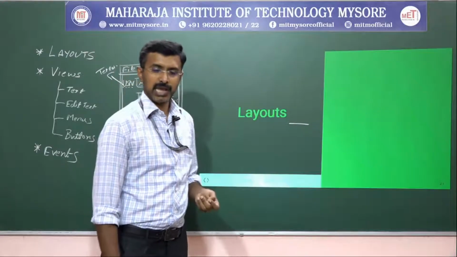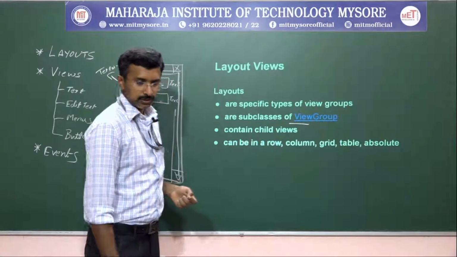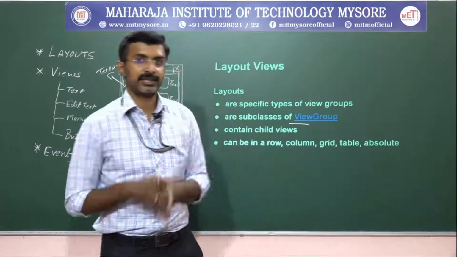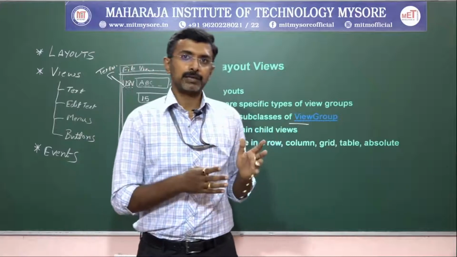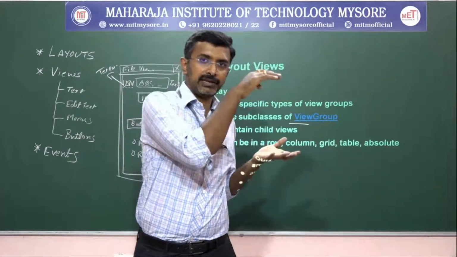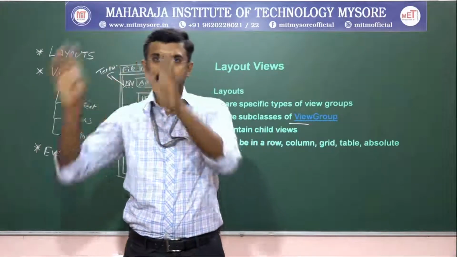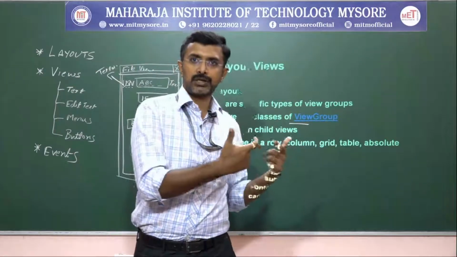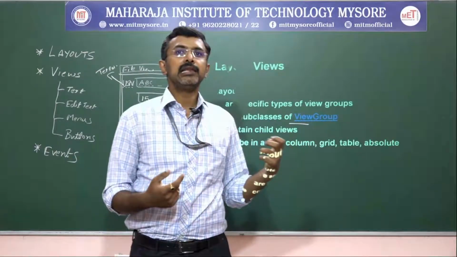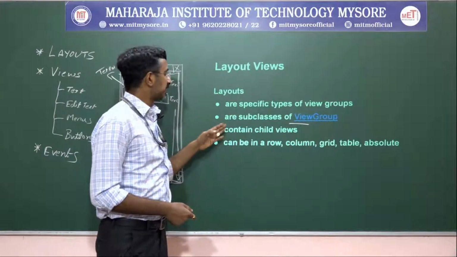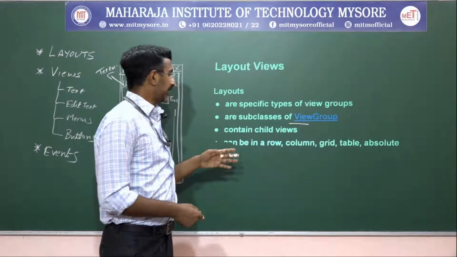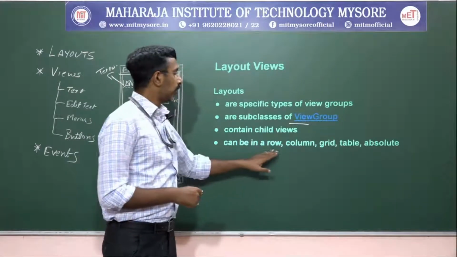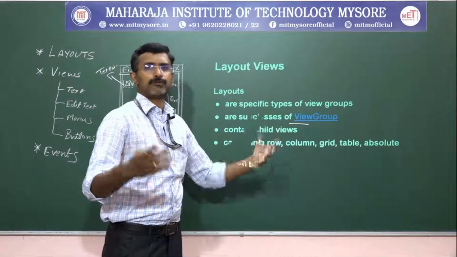So now comes the layouts. There are different types of layouts. So what do you mean by layouts? Layouts are specific types of view groups, as I said. So you can group a set of views in a hierarchy, in a linear fashion or vertical fashion or a grid fashion or a scrollable fashion. That is nothing but the structure in which you want to group them; layouts are subclasses of view groups. A layout contains child views, and can be in a row, column, grid, table, whichever way you want it.